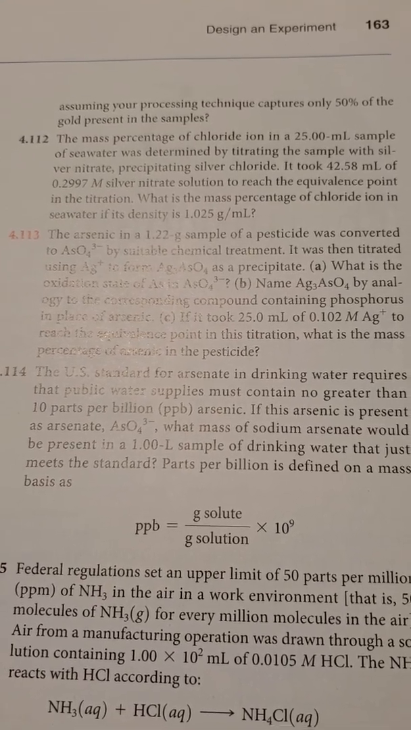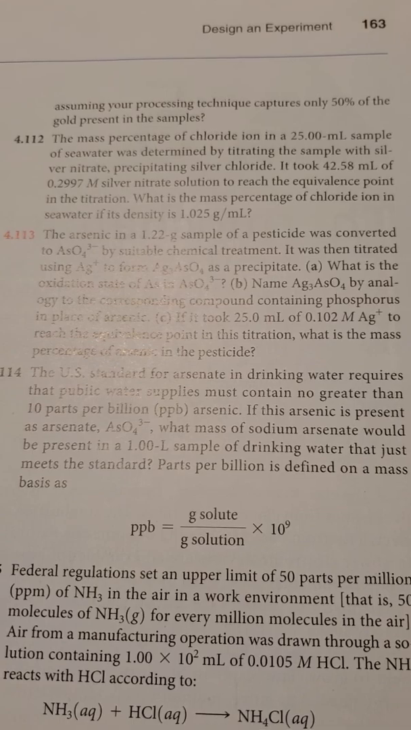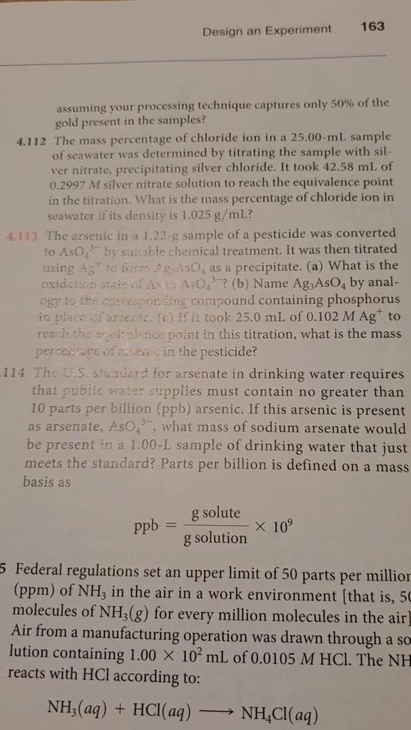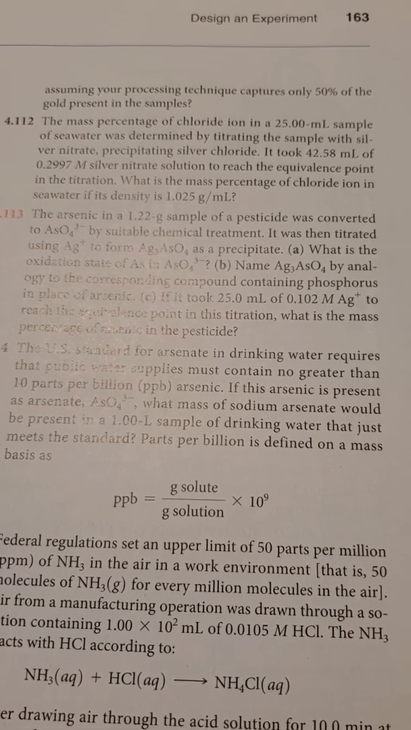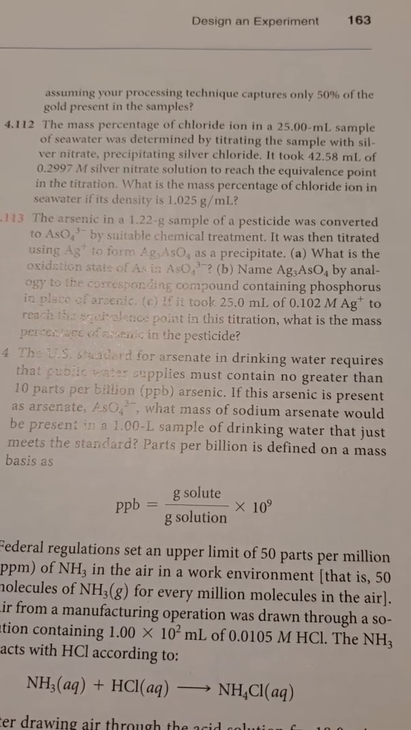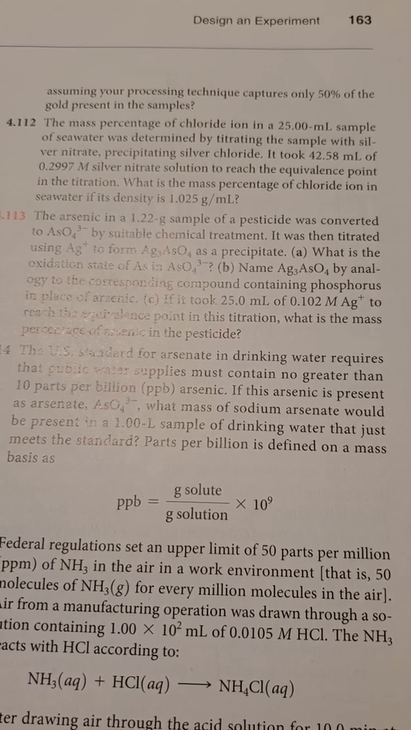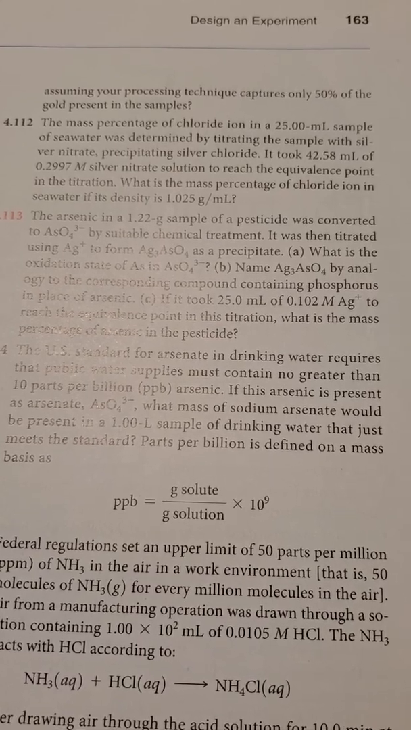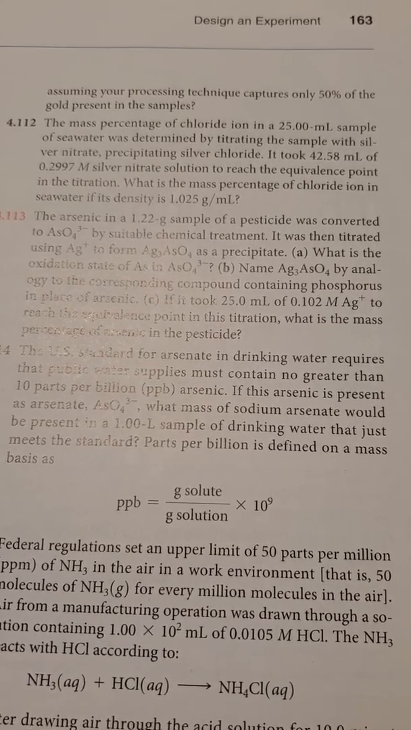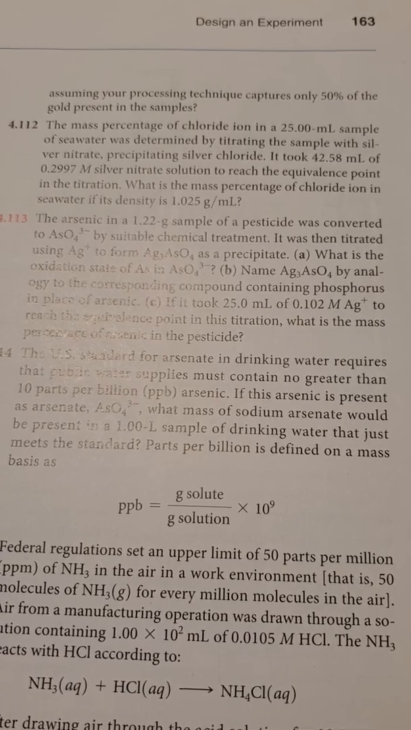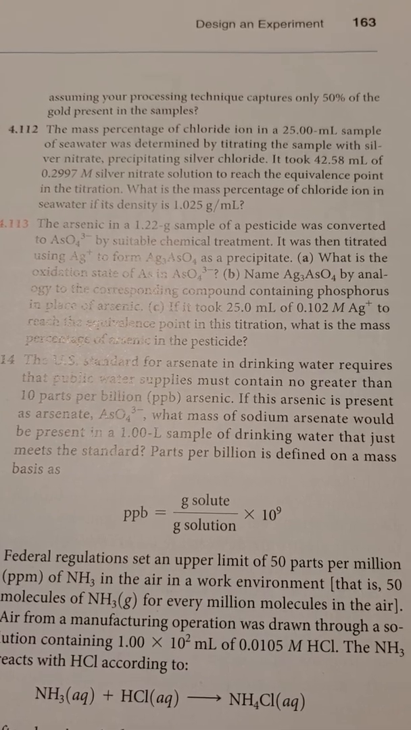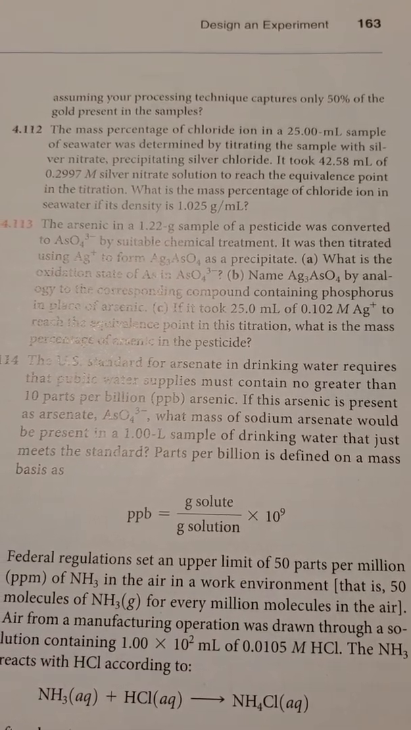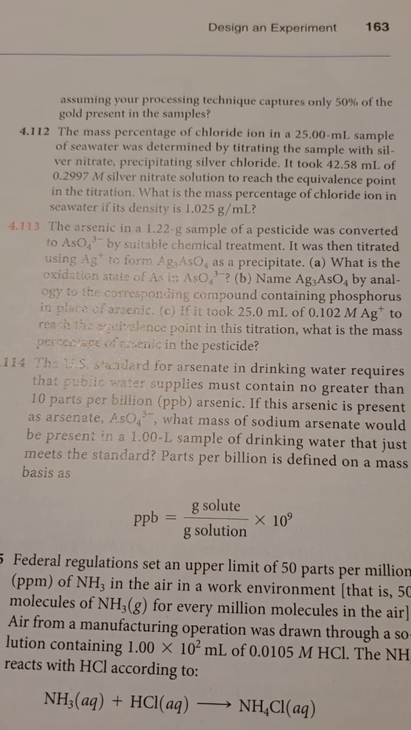And off we go. So you guys are asked to do question 112. The mass percentage of chloride ion in a 25 milliliter sample was determined by titrating with silver nitrate, which precipitated silver chloride. You got 42.58 milliliters of the 0.2997 molar silver nitrate to reach the equivalence point. What was the mass percentage of chloride ion in seawater if its density is 1.025 grams per milliliter? All right, 4 sig figs. Look at that, 4 sig figs in every number. So cool. On that note, here's how we solve this problem.